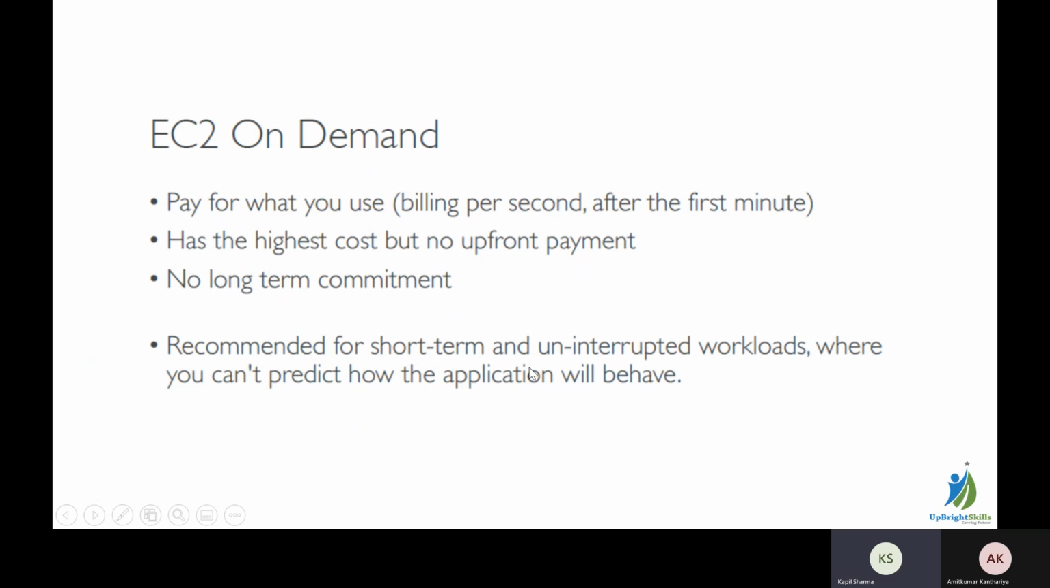It is recommended for short-term and uninterrupted workloads where you can't predict how the application will behave. So for example, we don't know what application we are going to deploy, what exactly the compute power will be required, how many users will be coming to your website. So we are not sure on that part. So in that case, we can start using EC2 on demand, and we can continue using on demand for at least a couple of months. Once we are sure that this is going to be fixed, then we can convert it into reserved instances.